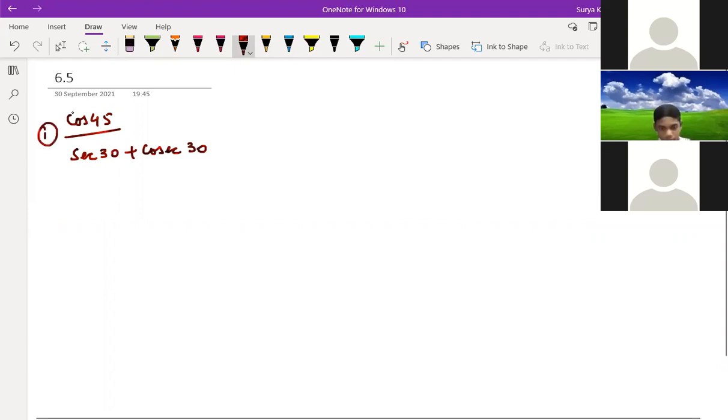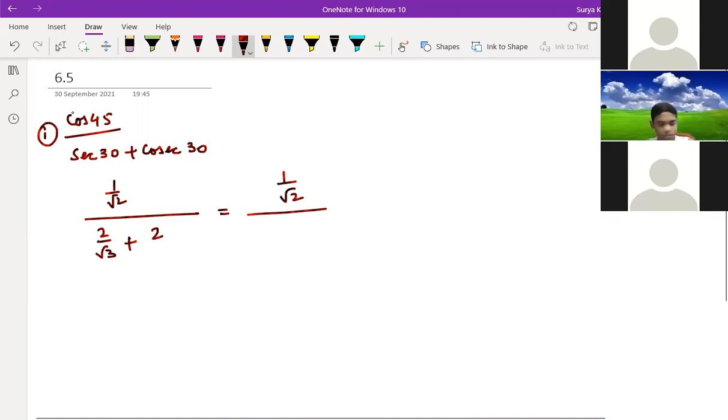So cos 45 is 1 by root 2. Sec 30: cos 30 is root 3 by 2, so by root 3 will come here, right? And plus cosec 30: sin 30 is 1 by 2, so this will come 2 only. Then 1 by root 2. See, this value is correct. Check once, Rishi, the value is correct. Yes, sir. I wrote it wrong.